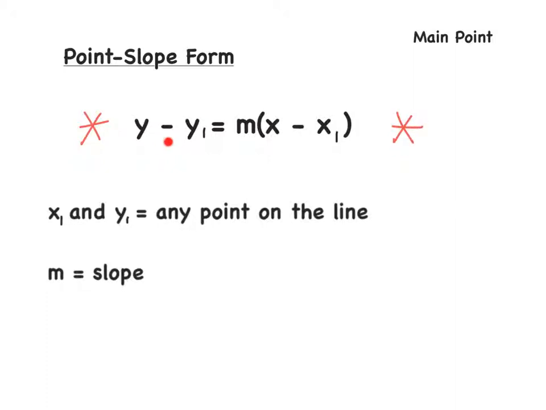y minus y1 is equal to m times the quantity of x minus x1. Now I need you all to write this down because this is important.